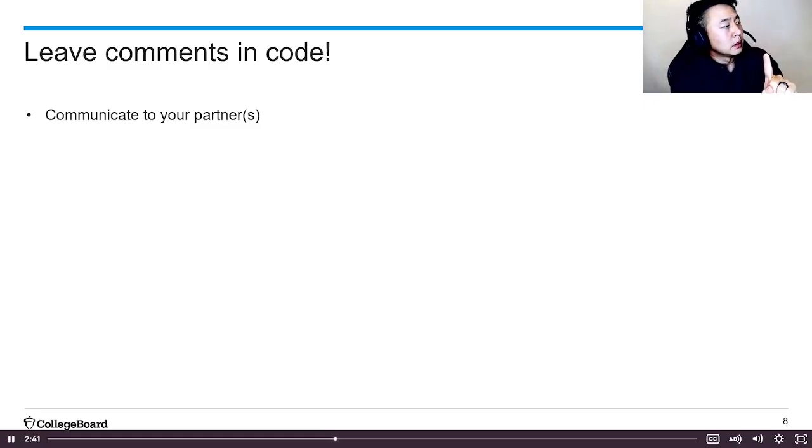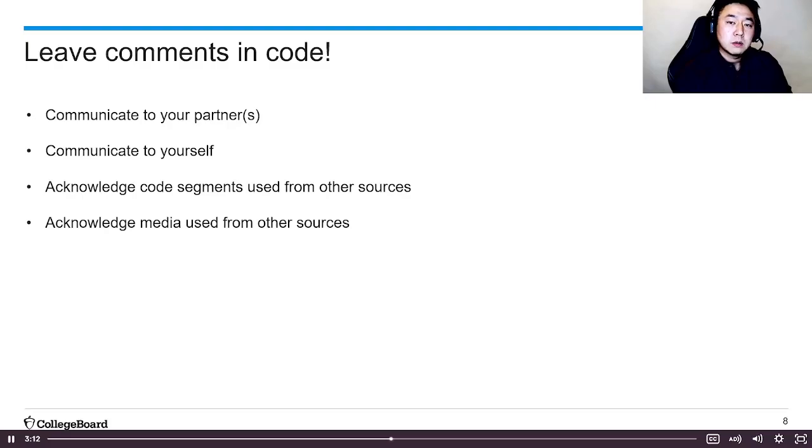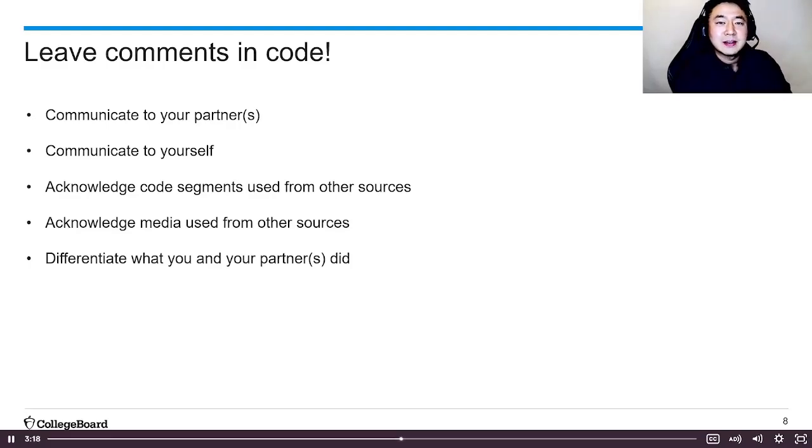So, leaving comments in code. Many reasons you should. One, communicate to your partner or partners. Two, communicate to yourself. If you go on Friday and then you have the weekend and you come back on Monday, you might forget what you did. So it's good to leave little comments for yourself so that you know where to pick up where you left off. Please acknowledge code segments used from other sources. You're allowed to use code snippets here and there, and just be sure to reference who you got it from, right? Don't steal. Acknowledge media used from other sources, same thing. So audio, video, pictures, please cite, just leave a little comment and do that citation for us, please.